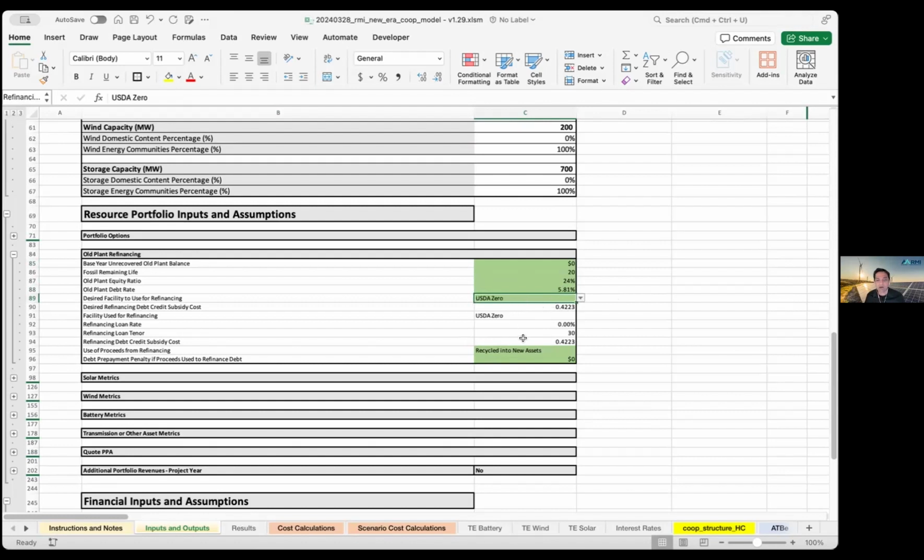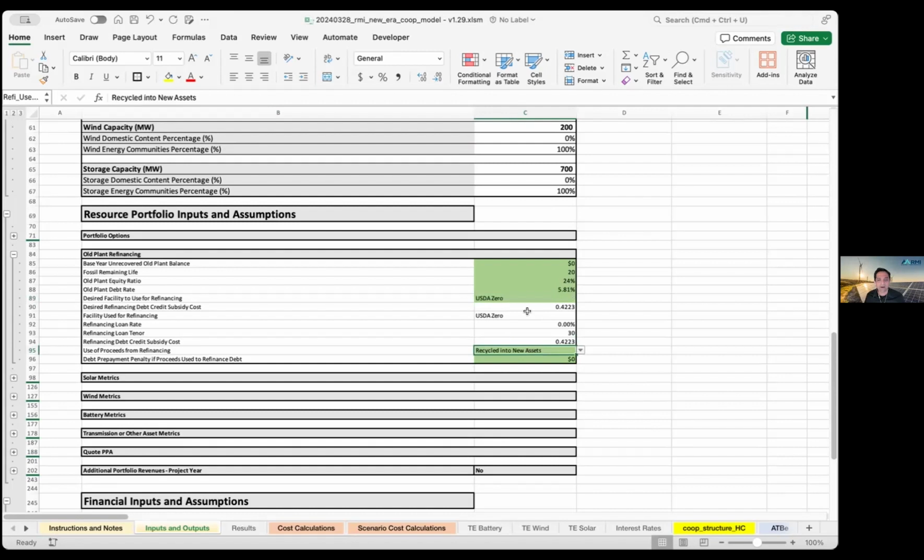Now, the model automatically will take a look, and if you don't have any New Era award sufficient to use, for example, USDA financing, it'll tell you that you've got to use some other debt. So it has some ability to at least make sure that you're not promising more than you have enough support from the federal government to achieve.